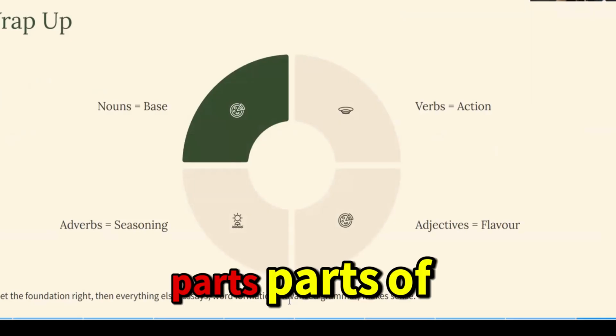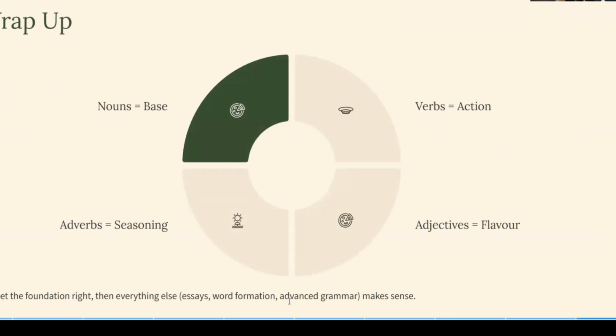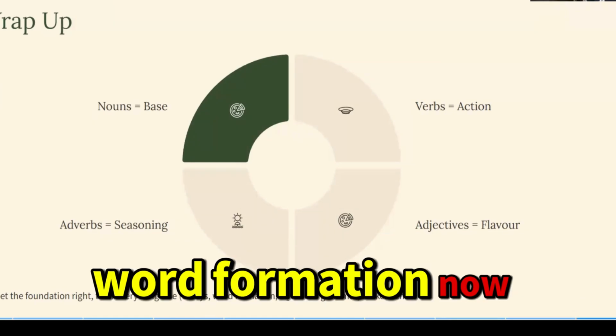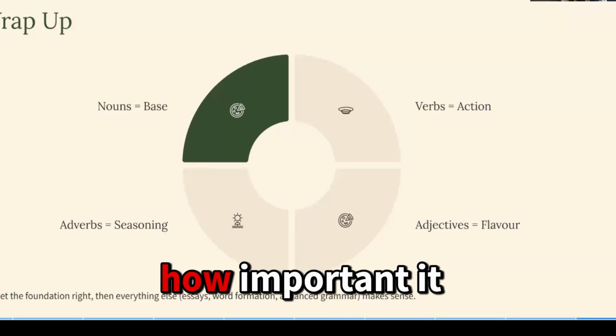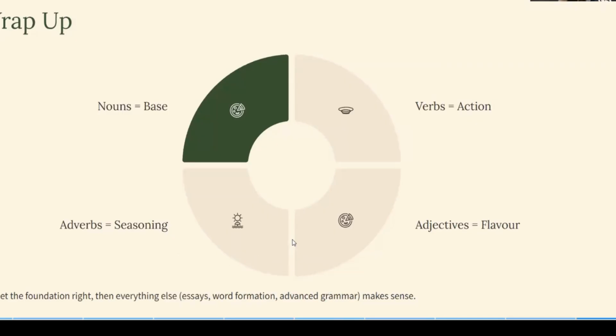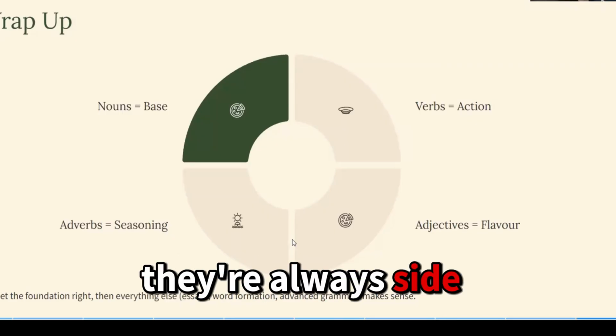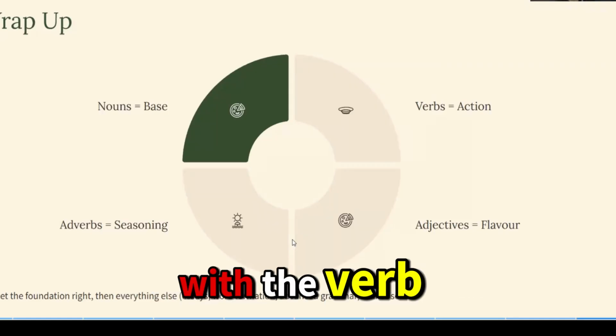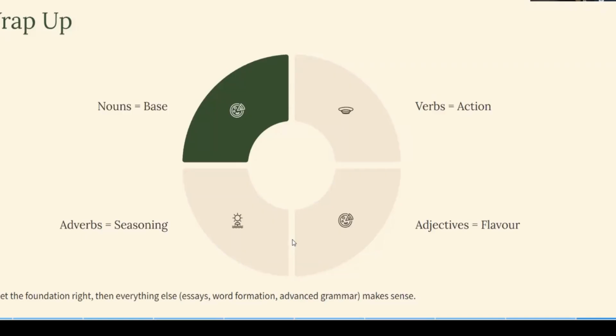Parts of speech, they're important. Just so you know, I'll give you word formation now in the next video, and you'll see how important it is. Remember that the adjective goes with the noun. They go together, they're always side by side. But if the adjective comes alone, it only comes with the verb to be. And what about the other verbs? The other verbs use adverbs, the one I mentioned earlier, the one that ends with ly.